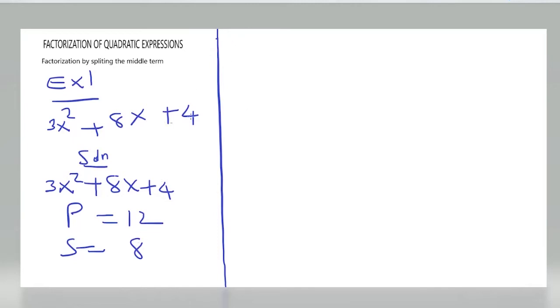On my side, I found the numbers to be 6 and 2. Okay, 6 and 2. So when you take 6 times 2, you get 12, and when you take 6 plus 2, you get 8. So I will split 8x into 2 parts, 6x plus 2x.